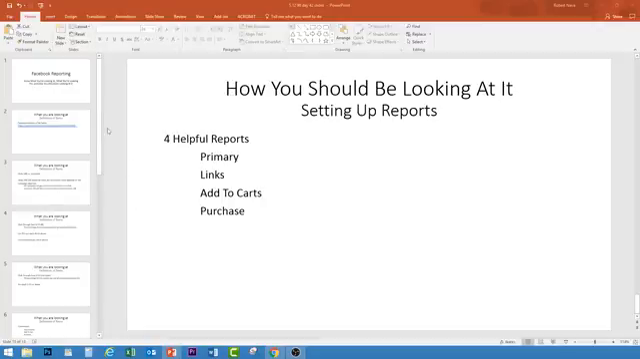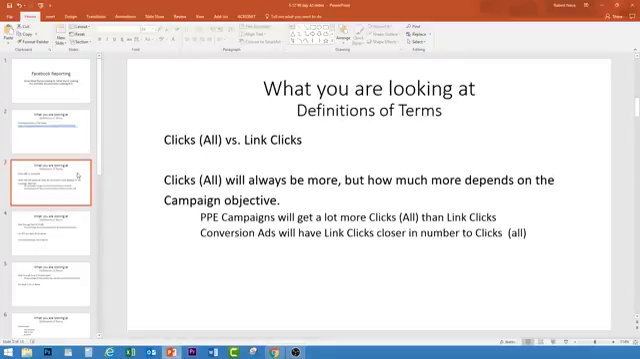Before we look at the reporting, I just want to recap what we looked at and what we're going to be looking at next. We looked at the different definitions of what's most important. We talked about the 2 different types of clicks. We care about clicks all, which includes link clicks but also reactions and other clicks. And then there's link clicks, which is just link clicks. You should understand the difference between those now.